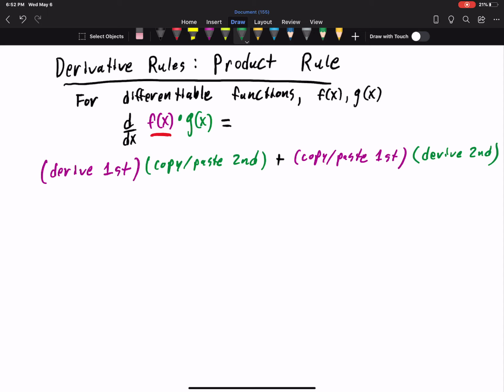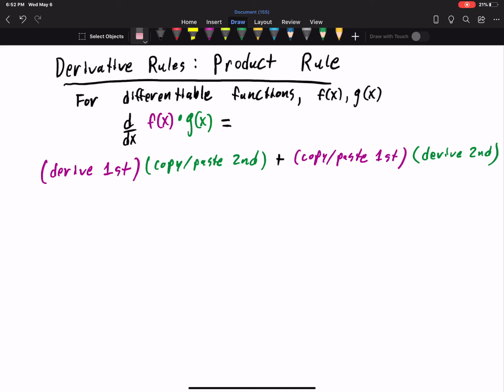This lesson, we're going to be talking about a new derivative rule called the product rule. This is useful for when you have two functions being multiplied together and you want to find the derivative of the product of two functions. Derivative, of course, being indicated by this d dx. That's just saying take the derivative, okay? In this case, we're deriving a product, two functions being multiplied together.